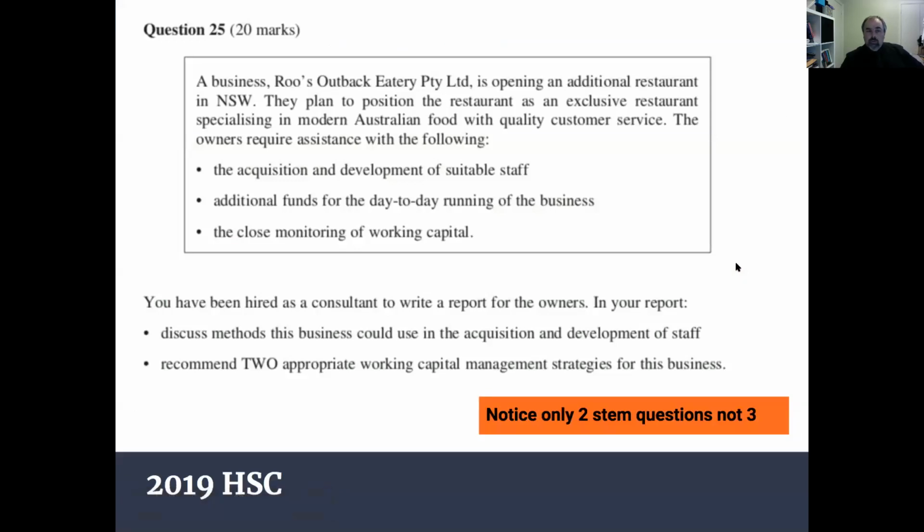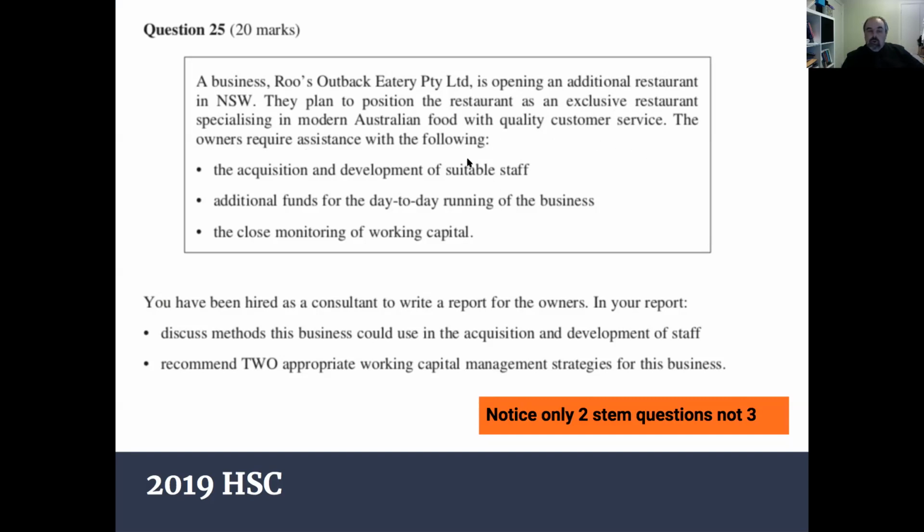So now we're going to go through and look at a couple of years' HSC questions. I'm not going to spend a lot of time, but just to give you some tips. This was last year's HSC question 25. We've got a business, Ruse Outback Eatery Pty Ltd, so it's a private company, opening an additional restaurant in New South Wales. They plan to position the restaurant as an exclusive restaurant specialising in modern Australian food with quality customer service. The owner requires assistance with the following.